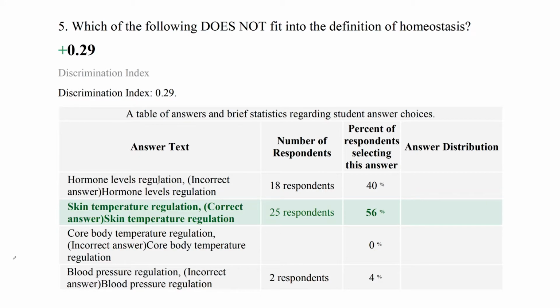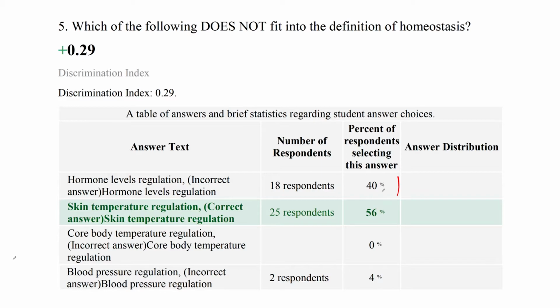Now, hormone levels regulation, skin temperature regulation, core body temperature regulation, blood pressure regulation. So I see that there is no problem with these two. Almost everybody knows that core body temperature and blood pressure regulation fit the homeostasis definition. Now, why were there problems? 40% of the class didn't answer this correctly. Let's take a look at the challenges.